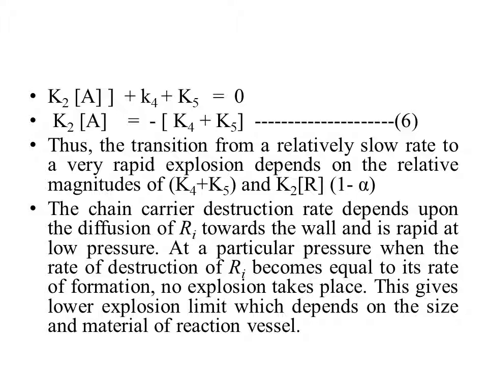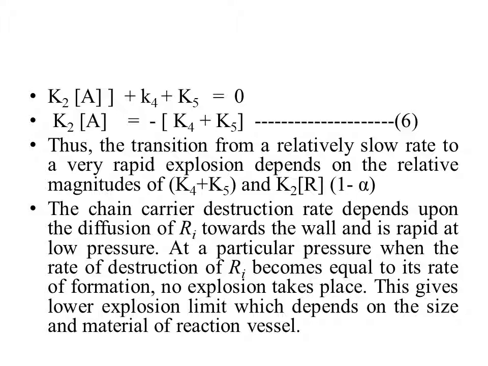Now, dear students, the transition from a relatively low rate to a very rapid explosion depends on the relative magnitude of K4 plus K5 and K2 R into concentration of 1 minus F. K2 into A, not R but A. The chain carrier destruction rate depends upon the diffusion of Ri towards the wall and is rapid at low pressure.